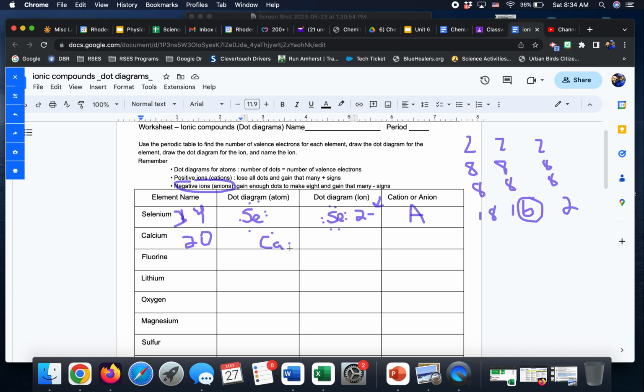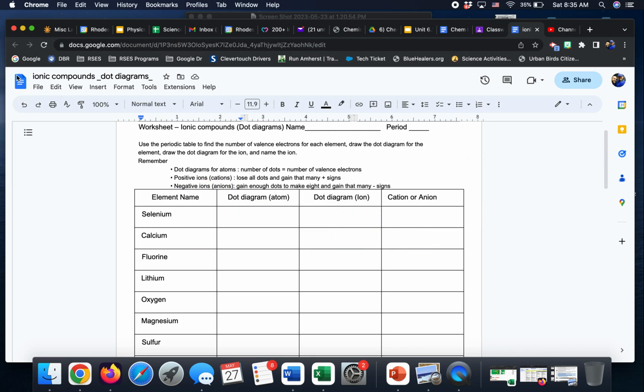Well, what's going to happen to those 2? We're going to lose them because then this is already full. Remember, we're always going to do what's easier. We could gain 6 or lose 2. Well, 2 is a smaller number, so we're going to lose those. So we get rid of those 2, and when we're losing electrons, it becomes positive. So it's just Ca2 plus, because there are no electrons around it, because we lost the 2. If it's positive, we said it's a cation.